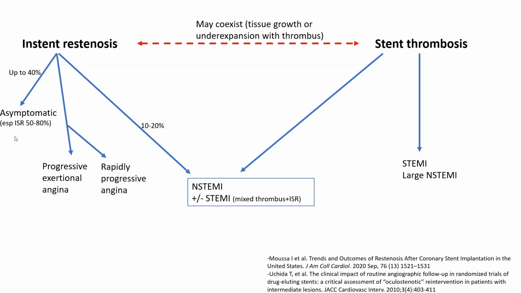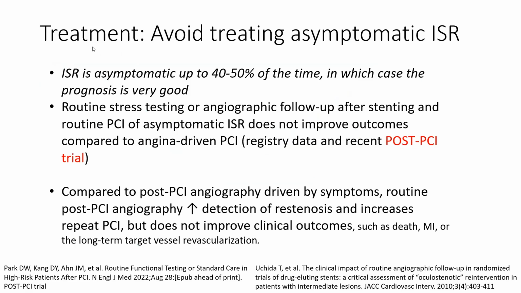But I want to focus on that idea, which is an important board question. Up to 40% of in-stent restenosis are asymptomatic, especially in-stent restenosis in the range of 50 to 70, 80%. And this is a board question in terms of treatment. And this is the first idea of treatment. Avoid treating asymptomatic ISR. ISR is asymptomatic up to 40, 50% of the time, in which case the prognosis is very good.